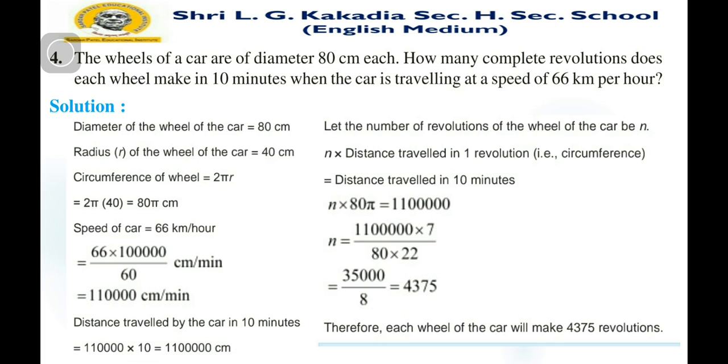Therefore, each wheel of the car will make 4375 revolutions.